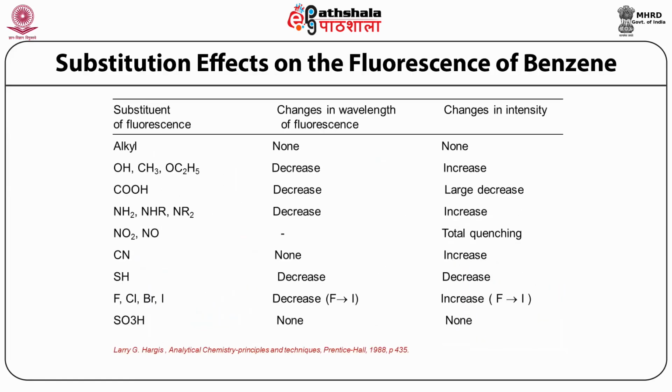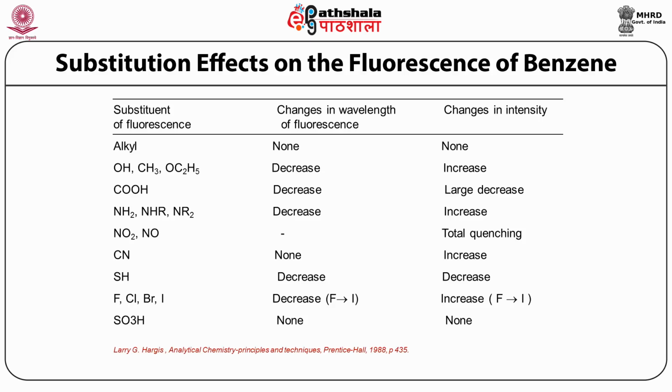We discussed the substitution effect on the fluorescence of benzene. You can see here a very important slide showing that alkyl groups don't cause any change in the fluorescence. However, OH, methyl and OCH2C2H5 groups cause a decrease in fluorescence wavelength, and the intensity of fluorescence increases. Carboxylic acid group again decreases the fluorescence wavelength, but a large decrease is observed in the fluorescence intensity. Similarly, amino group, amide and primary, secondary and tertiary amines decrease the fluorescence wavelength and increase the fluorescence intensity.